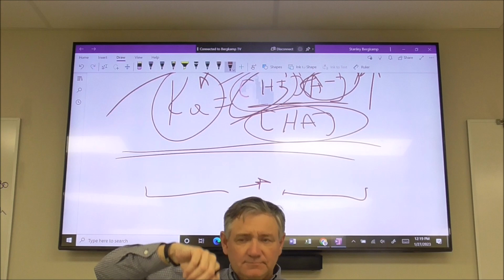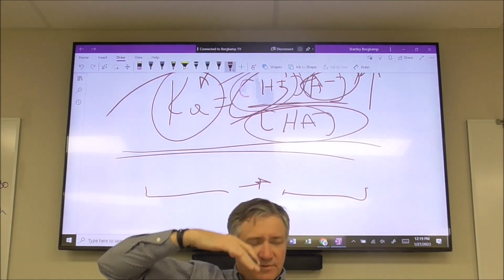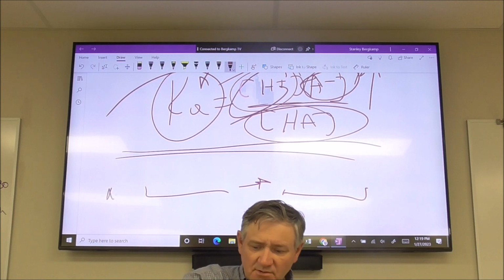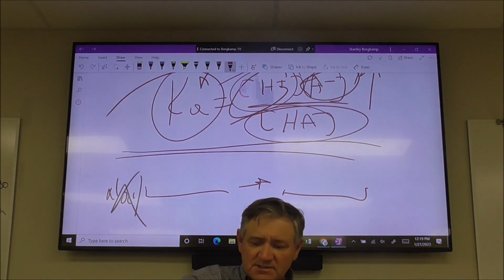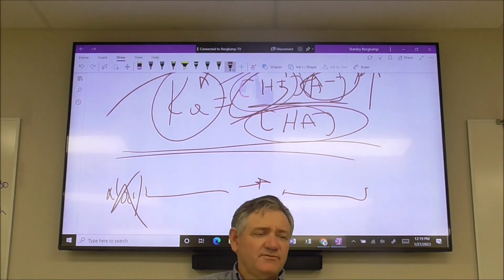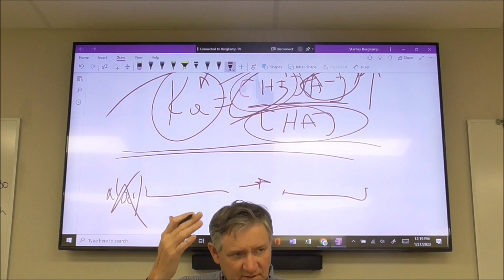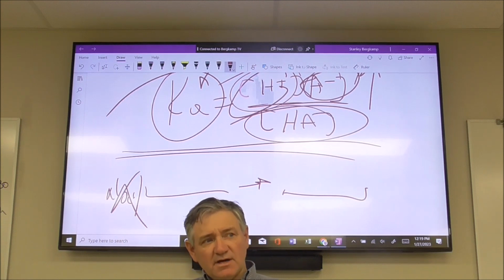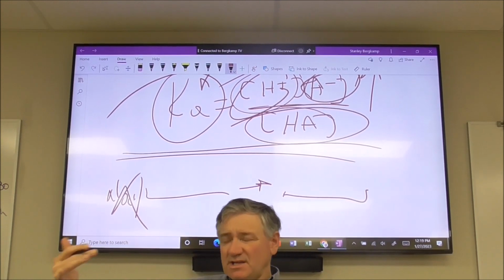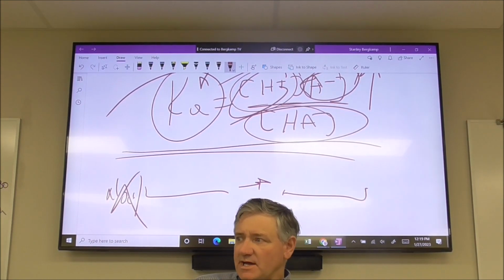The other thing, you eliminate the spectator ions, okay? So for example, sodium is never going to show up on a net ionic because it's never involved in the reaction. If you have a strong acid, that weak conjugate base like chloride, nitrate, anything like that, is not going to show up. It's not going to be part of the reaction.